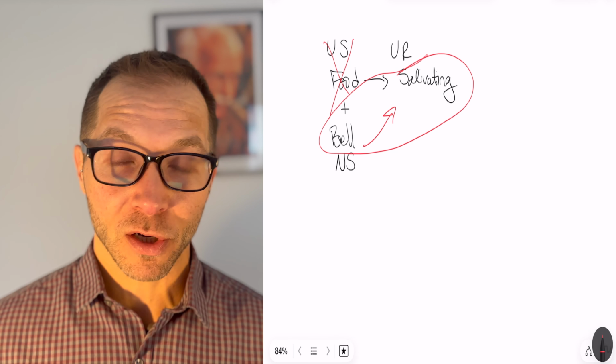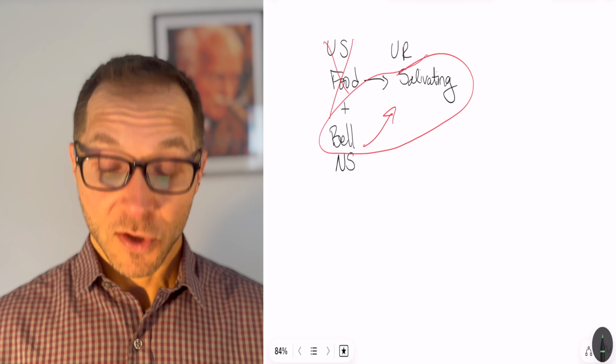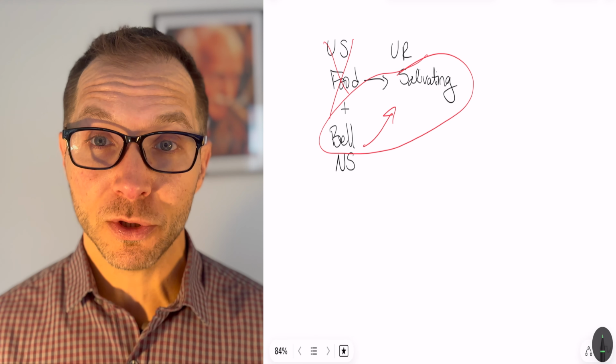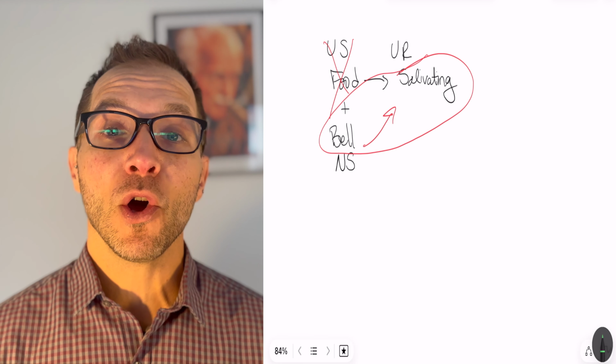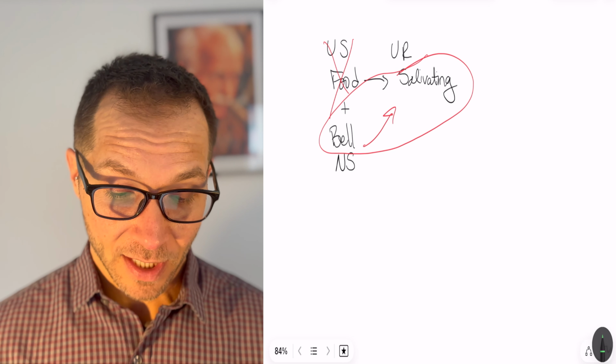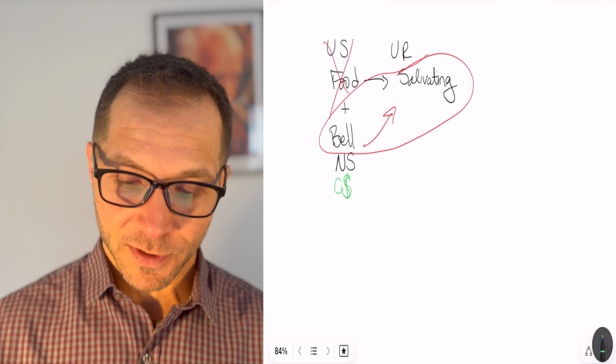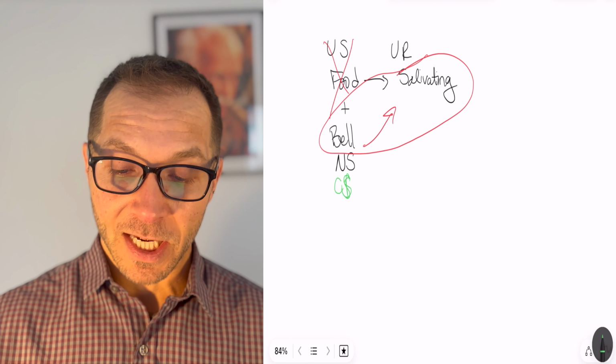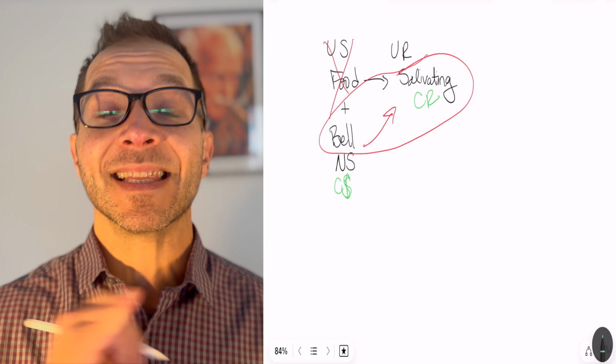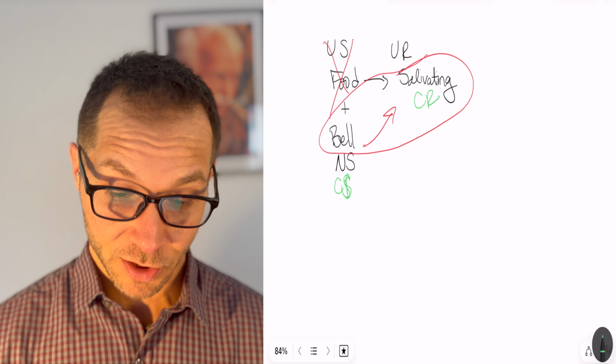This was the new stimulus and response relationship. It was no longer food causing salivation. So this bell is no longer neutral, and the salivating is no longer unlearned or unconditioned. This bell becomes our conditioned stimulus, S for stimulus, and the salivating becomes our conditioned response. This is the new stimulus and response relationship.